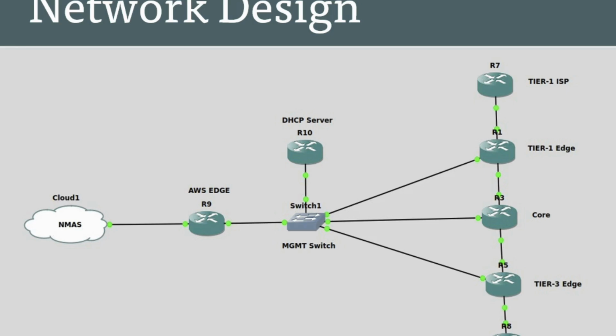In this diagram, at each layer, we have only considered one router. However, no matter how many routers we add on each layer, we just need one connection from the management switch to all of these routers. The topmost layer is the tier 1 edge, which essentially connects to the tier 1 ISP's edge router. In the middle, we have the core router. And below that, we have the tier 3 edge, which connects to the tier 3 ISP's edge router.